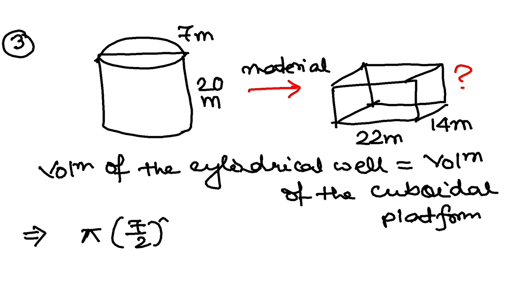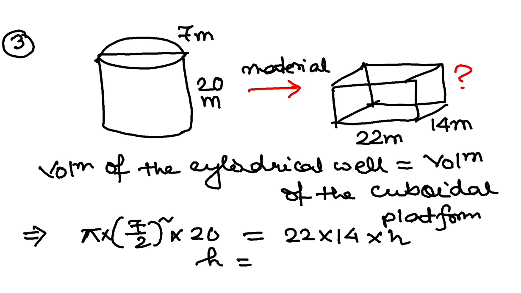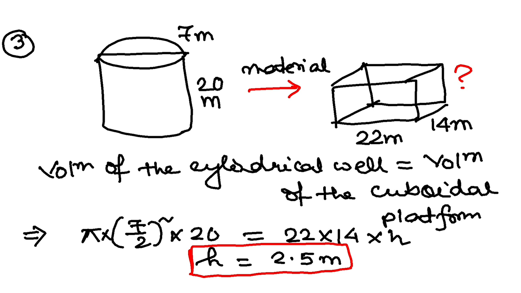r square h. Radius is 7 by 2, since the diameter is 7, and for the cuboid it is obviously length into breadth into height. Now you people can simplify this one. Please do the calculations, and finally you should get the height 2.5 meter. So this is the answer for question number 3.